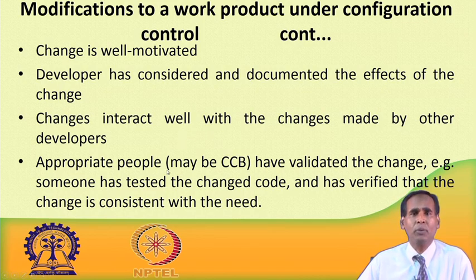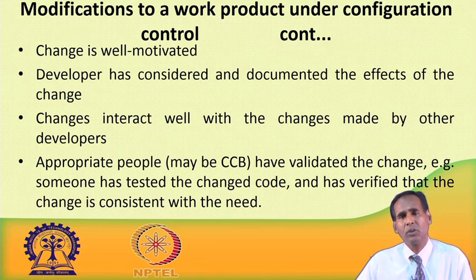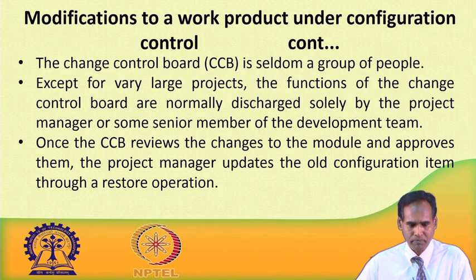And then the appropriate people, maybe from the CCB, they have validated the change, they have tested the change. For example, someone has tested the changed code and has verified that the changed code is consistent with the need. So, if the committee or the CCB is satisfied with every aspect of the changes made in that work product, then they will approve and give the permission, and then the software developer can replace, can restore the master copy with this changed copy.